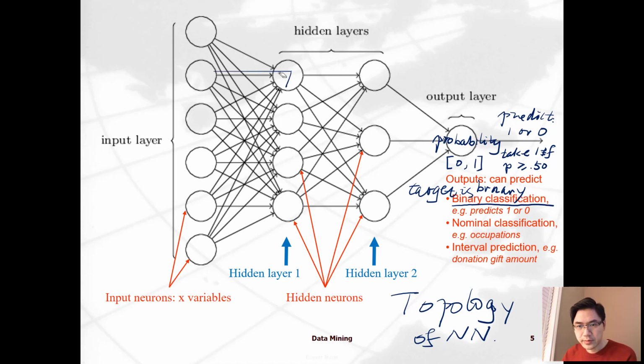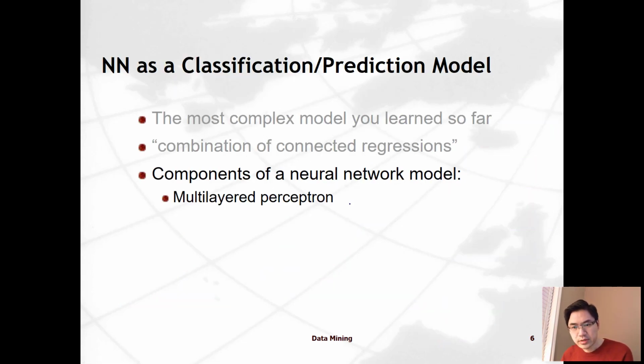Excuse me, let me clear that. The first hidden layer has 4 hidden neurons, and the second hidden layer has 3 hidden neurons, and the output layer currently has 1 neuron. Okay, that's the topology.